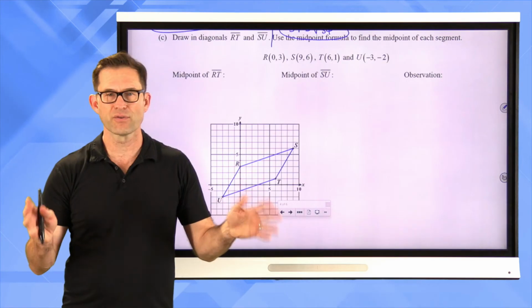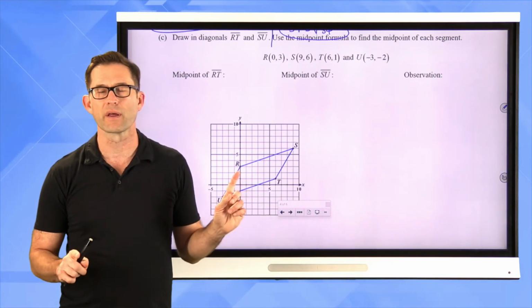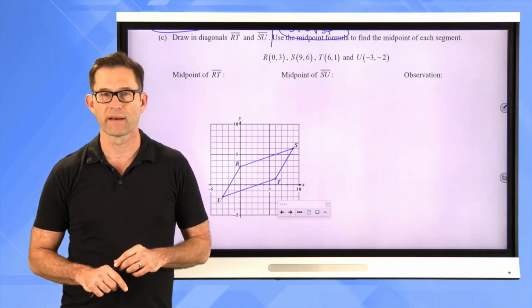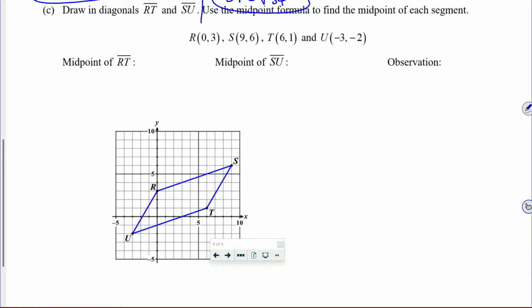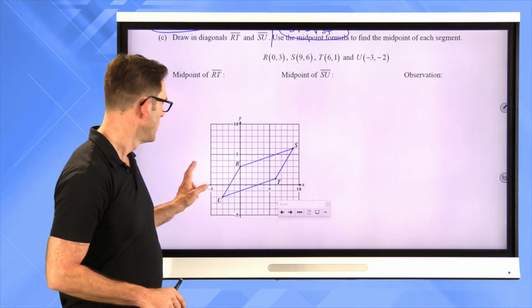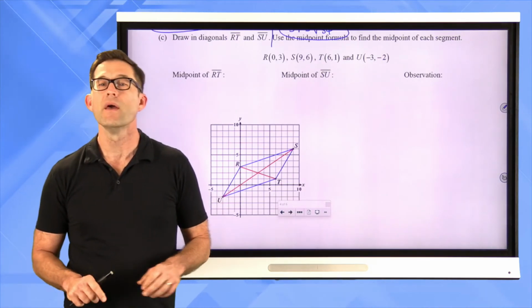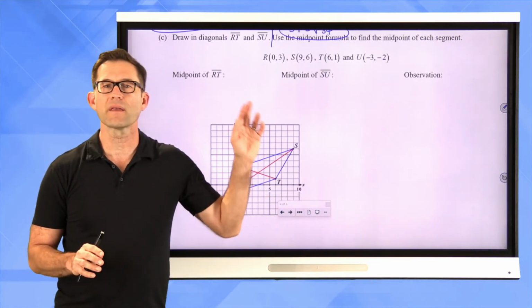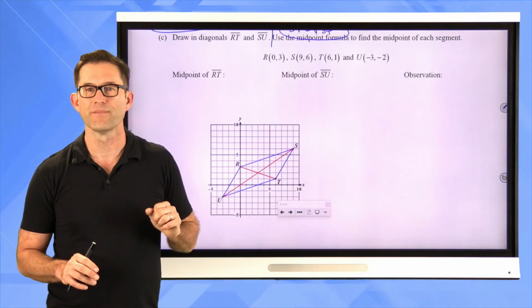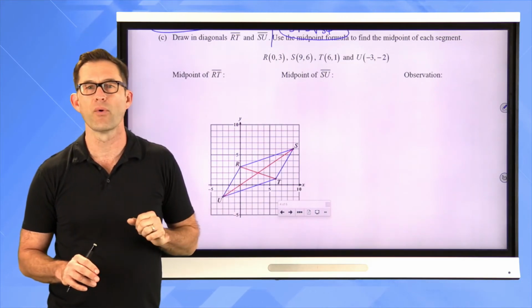So, okay, first thing I'd like you to do is pause the video really quickly and draw in the two diagonals. Excellent. Well, let's see if this works for me. It did. There are my two diagonals. All right. Now what I'm going to do is calculate the midpoint of RT, and then I'll have you find the midpoint of SU.